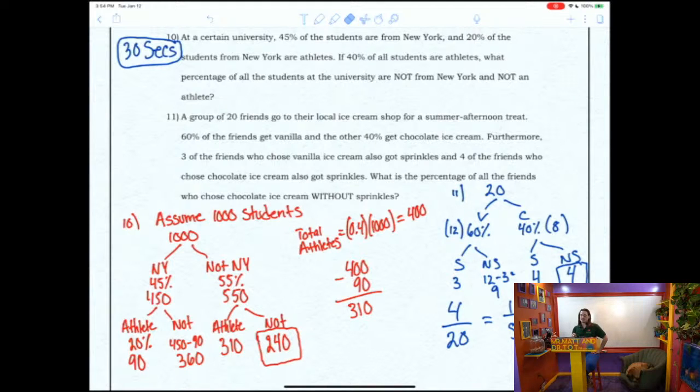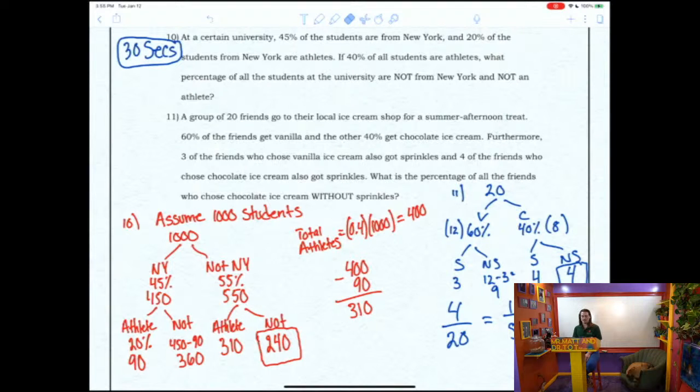Then I know that in total there's 400 athletes here. So if there's 400 total athletes and I subtract away the 90 athletes that are from New York, that means that 400 minus 90 is 310. There must be 310 athletes that are not from New York. So that allows me to fill into that second to last spot under athlete, which is under not from New York.